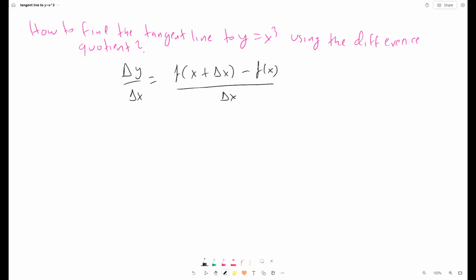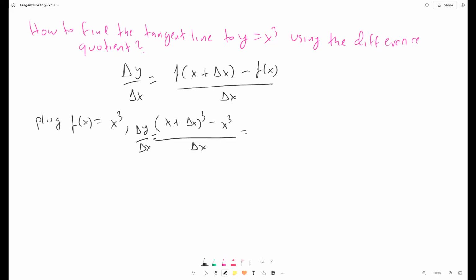Okay, so now we're gonna plug in f of x equal to x cubed. So then we're going to get x plus delta x cubed minus x cubed over delta x. So of course this is delta y over delta x, which is equal to, and then we're gonna expand that.